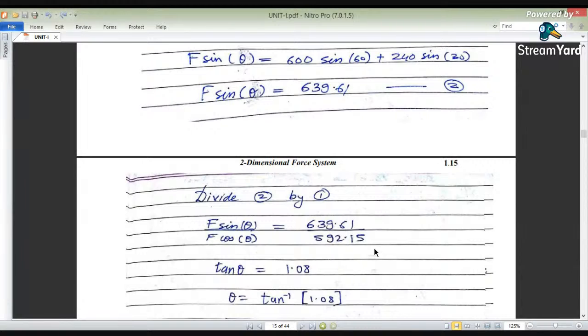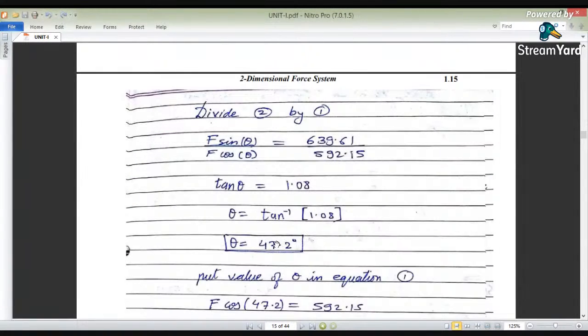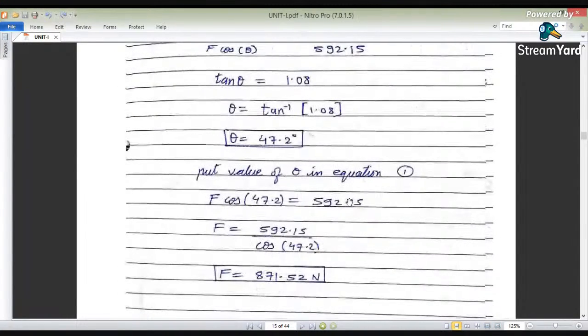Same way, we are finding out theta by simply dividing equation number 2 by equation number 1. So F gets cancelled, and sin theta upon cos theta is nothing but tan theta. So theta is equal to tan inverse of tan theta. After simple division, 639.61 divided by 592.15 comes to be 1.08. So theta comes to be tan inverse of this, which is 47.2. In this way we have calculated theta.